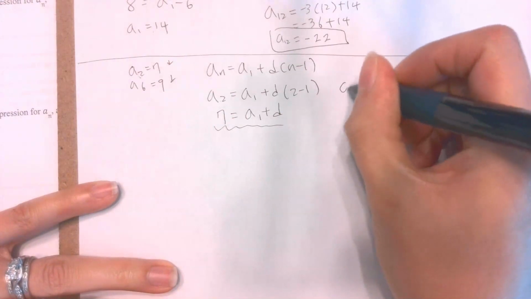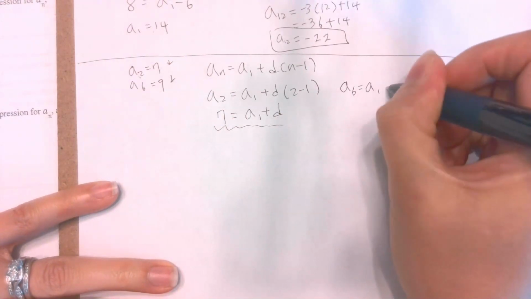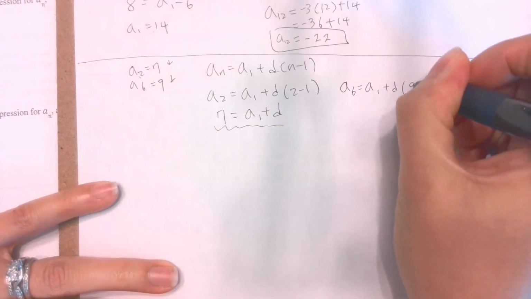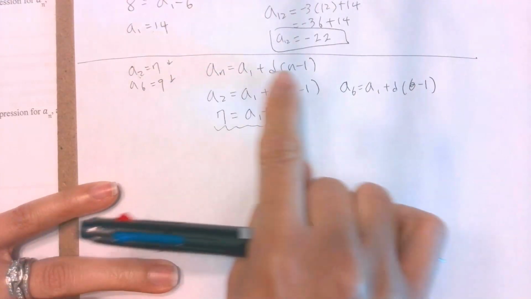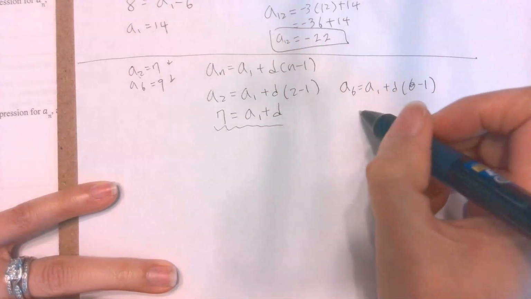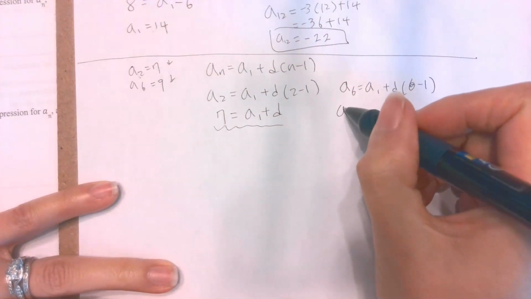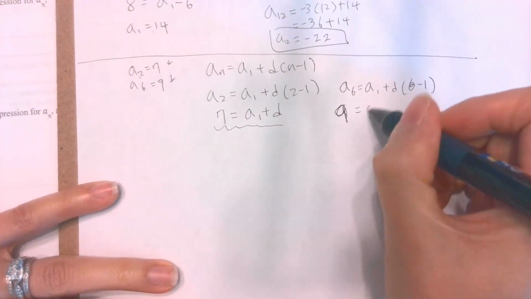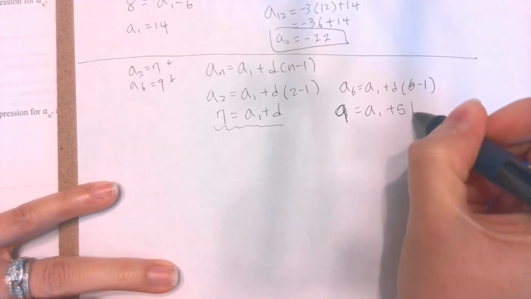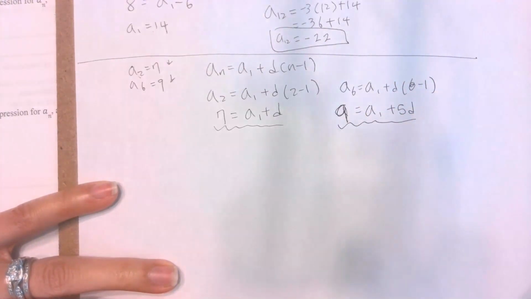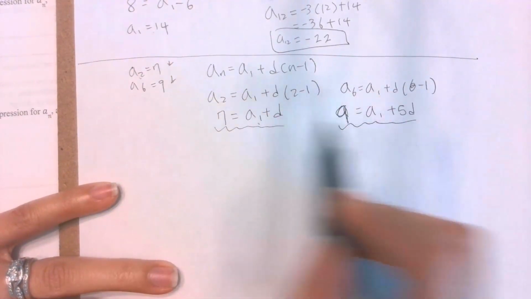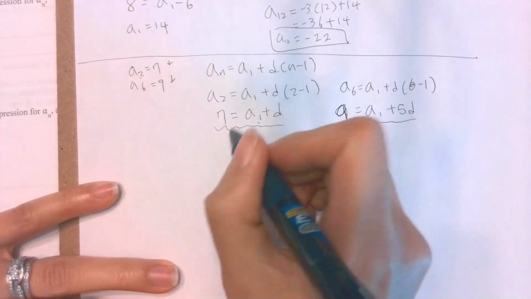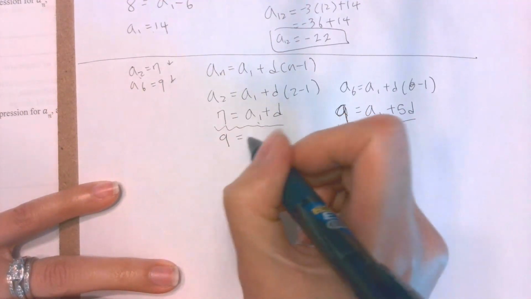So I got a sub 6 is equal to a sub 1 plus d times (6 minus 1). So I took that 6 as an n and plugged it in here, here, and here. Okay? Then I got a sub 6 is 9, equal to a sub 1 plus 5d. So I got this equation from using a sub 2, and I got this equation from using a sub 6. Let me put them side by side.